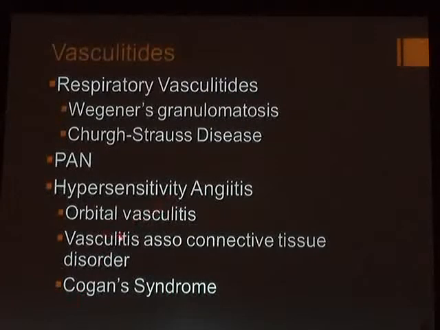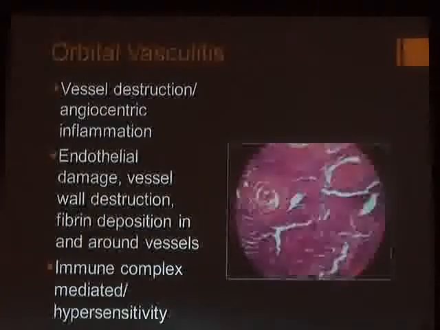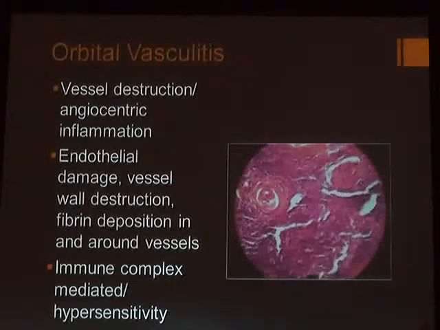Orbital vasculitis is often in response to a systemic illness, pre-existing viral disease or medications. It can be associated with other connective tissue disorders such as lupus or even with Cogan syndrome, very rarely. Typically on biopsy, you are going to see vessel destruction and there's endothelial damage, fibrin deposition around the vessels, and this may be immune complex mediated or hypersensitivity mediated.